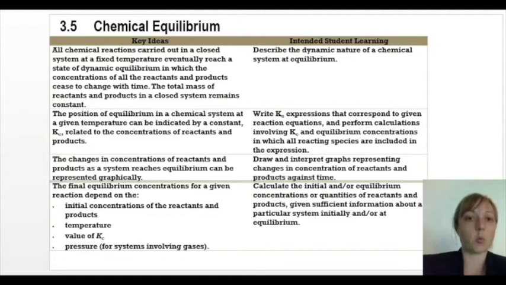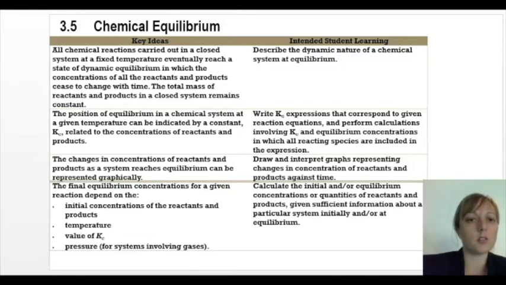All right, so let's have a look at what you need to know for chemical equilibriums. We need to be aware that equilibrium is about talking about a closed system. So that means that we're not gaining or losing anything from the mixture, and we're talking about them being at a fixed temperature, which is also important.